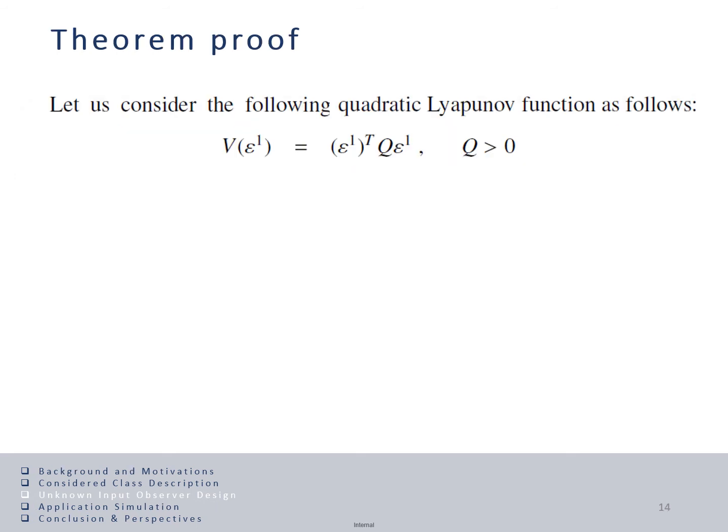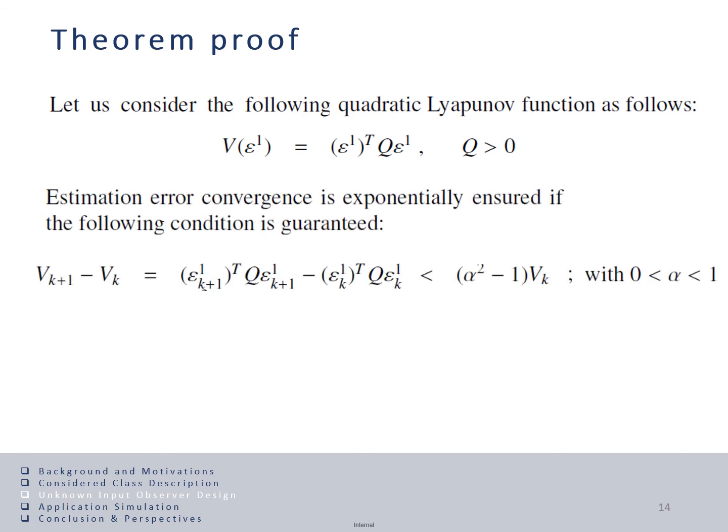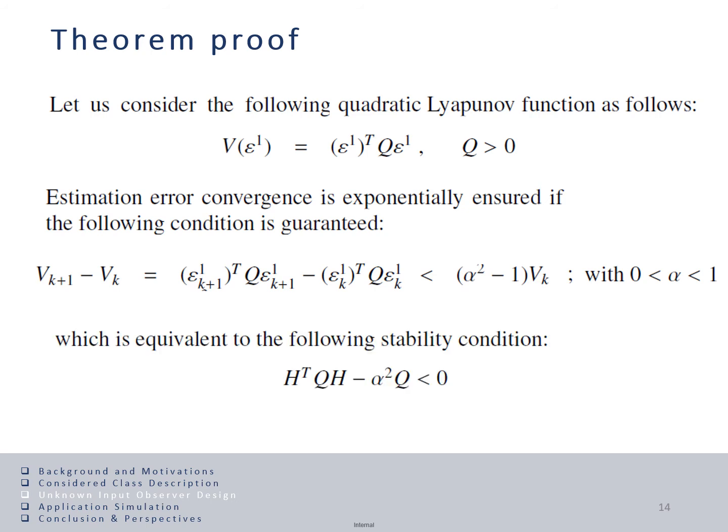Regarding the theorem proof, as we said before, we will use the Lyapunov theory. Let's consider the following quadratic Lyapunov function. The estimation error convergence is exponentially ensured if the following condition is guaranteed, which is equivalent to the following stability condition. By setting the variable change as follows and using the Schur complement, we get the targeted linear matrix inequalities.